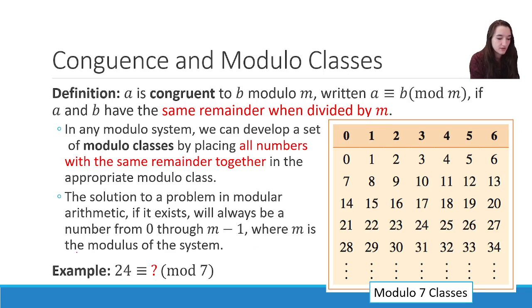A question you could be asked is, what is 24 congruent to in mod 7? And our answer should always be one of these numbers. It's congruent to a lot of things, but specifically the one we want to look for is the number in that top row, which we just highlighted, which is 3.